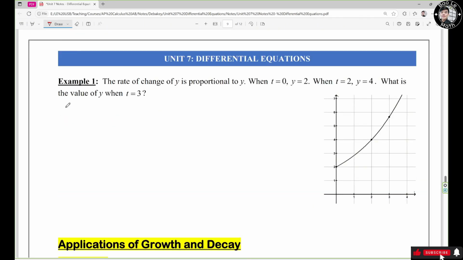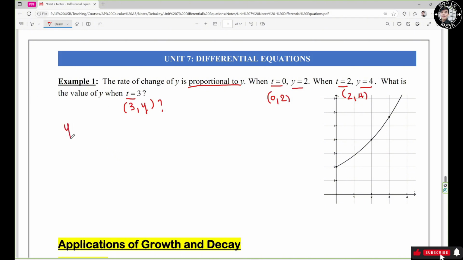Now let's take a look at the first example. The rate of change of y is proportional to y. When t equals 0, y equals 2, so you have the first ordered pair 0, 2. When t equals 2, y equals 4, so you have the second ordered pair 2, 4. What is the value of y when t equals 3? So t equals 3 and y equals how much? We don't know, we need to find it.